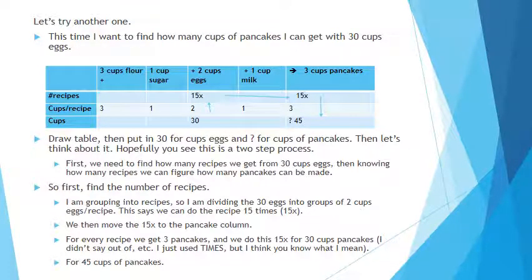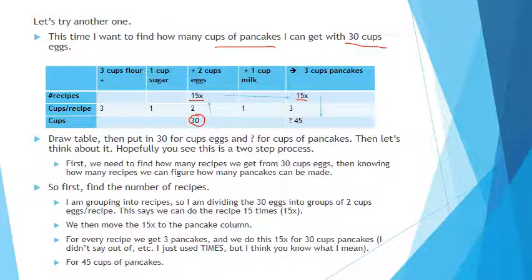Try another one. Okay, this one's a little bit more complicated. This one says you have 30 cups of eggs and you want to know how many pancakes. So this one's actually 2 steps. So you start out here. You've got to think about what you're going to do. The table will help you think about it. First thing, you have 30 cups, so you need to find out how many recipes. Bring that over here, and then from the number of recipes, you can figure out the number of pancakes. So first thing I'm going to do is figure out how many recipes.